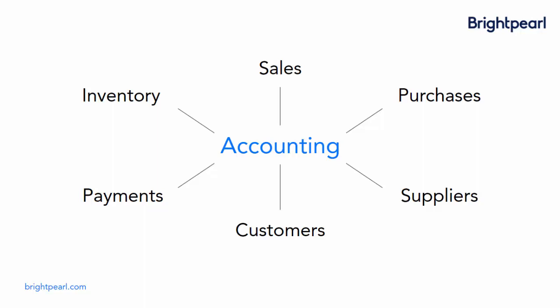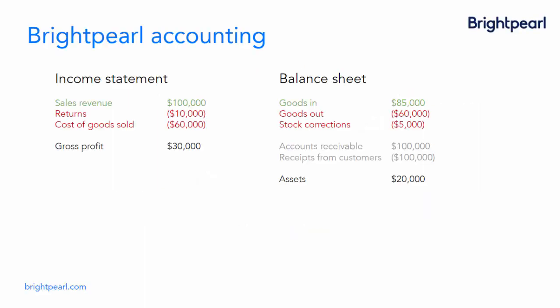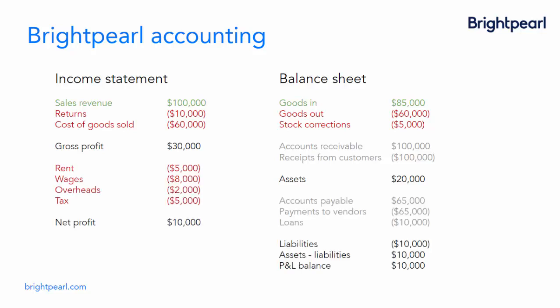Many entries are made automatically during day-to-day operations: sales invoicing and returns, reducing assets and adding cost of sale when items ship, increasing assets with goods in, asset value changes with stock corrections, and receiving payments from customers. All of these operations give you a gross profit figure and a partial balance sheet. You can also choose to use Brightpearl as a full accounting platform, adding all the other information needed to get your net profit and other management reports.